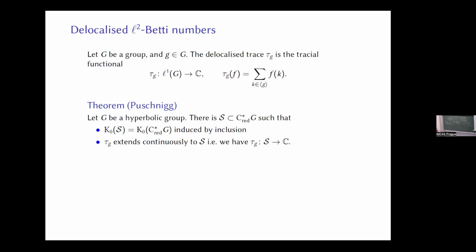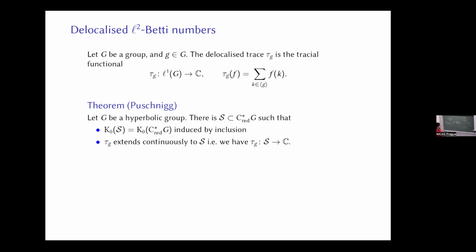Puschnitz has a very nice result for hyperbolic groups. So what is this result? It says that there is a Schwarz algebra, or a smooth subalgebra, inside C star reduced of G, such that it has the same K0 as the reduced C star algebra, induced by inclusion. And interestingly, these delocalized traces that we defined here extend continuously to S. So we get a trace on this Schwarz algebra.